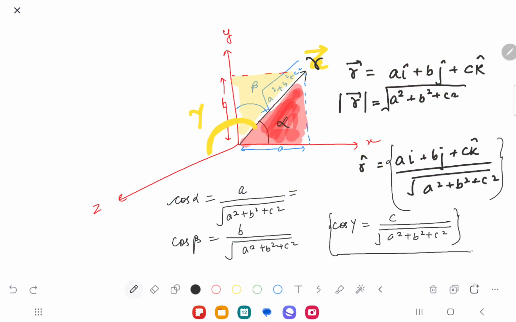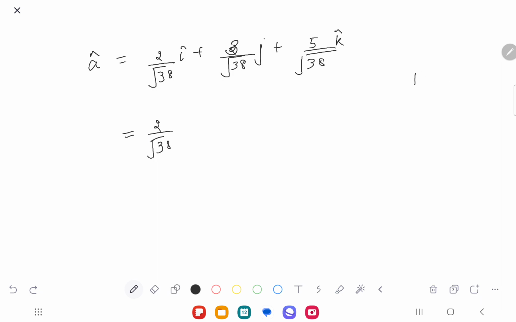And on similar lines, if I have 2 over root 38 i cap, plus 3 over root 38 j cap, plus 5 over root 38 k cap, this is my a cap. And if I calculate the length of this a cap, do you understand 2 over root 38? So I know this part. 2 over root 38 is going to be cos alpha. 3 over root 38 is going to be cos beta. And 5 over root 38 is going to be cos gamma.